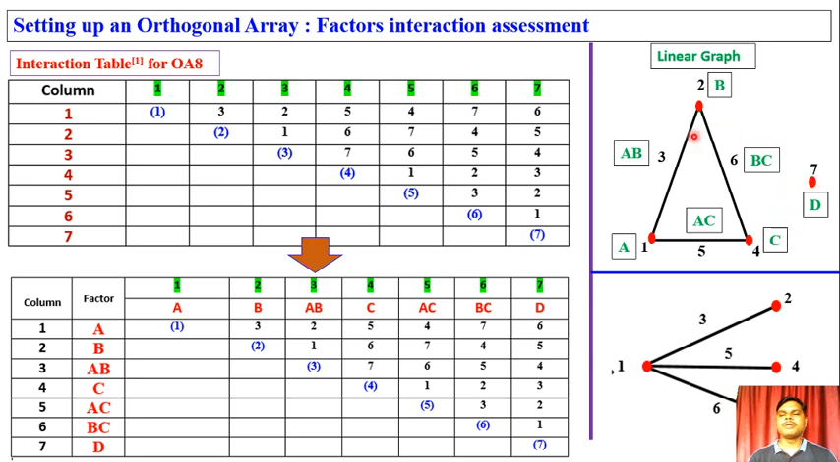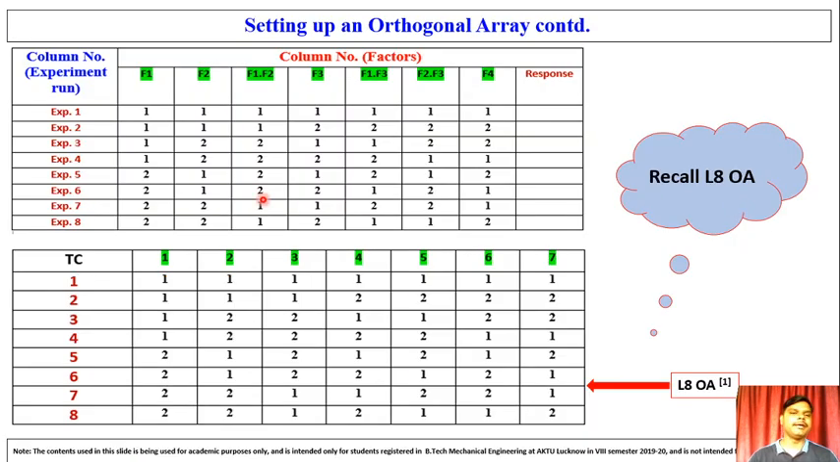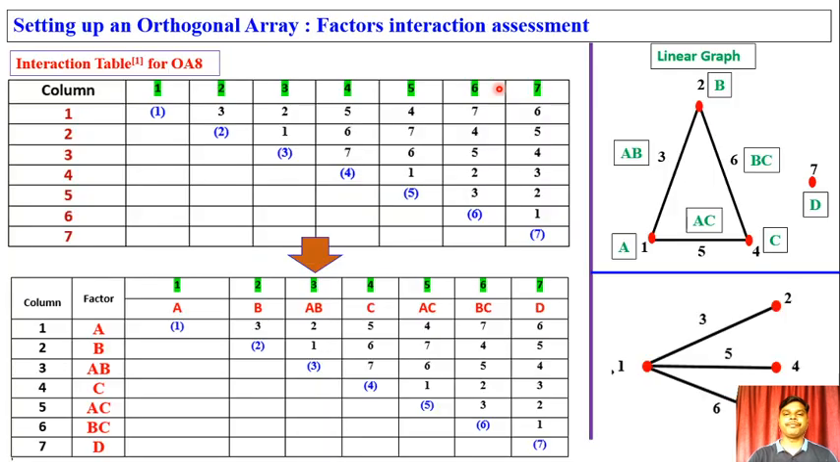So this is one of the techniques, the graphical technique, through which we can find out the possible suitable interactions, and we can plot them in our table like I have plotted here. Okay, so this is factor A, factor B, factor AB, factor C, then factor AC, then factor BC, and factor D. Okay, so another way is that we can find the interaction using the interaction table, that is the triangular interaction table.